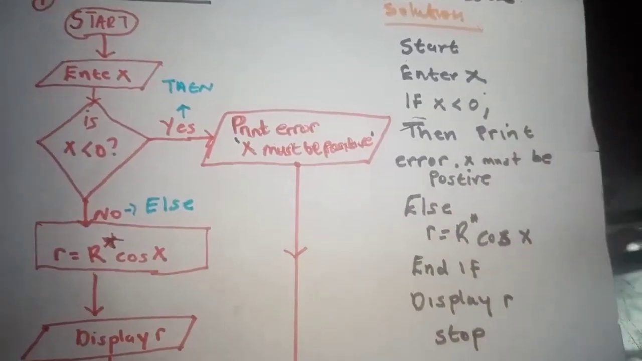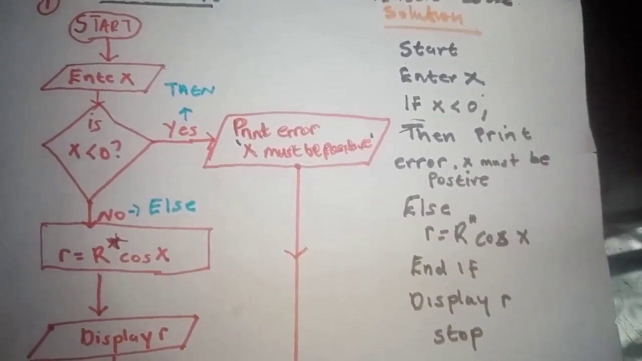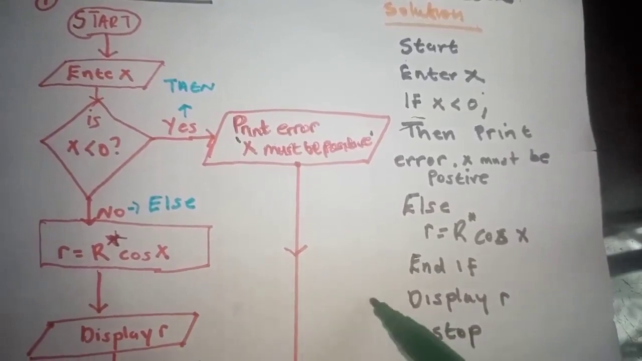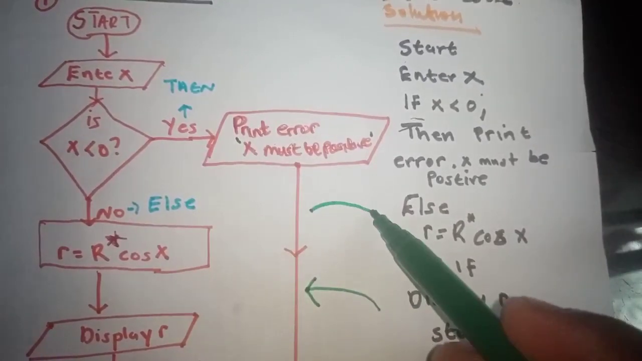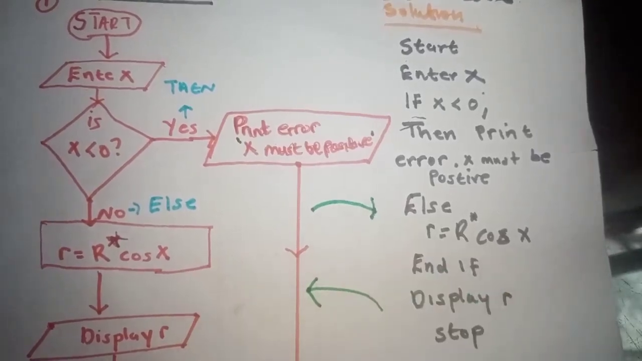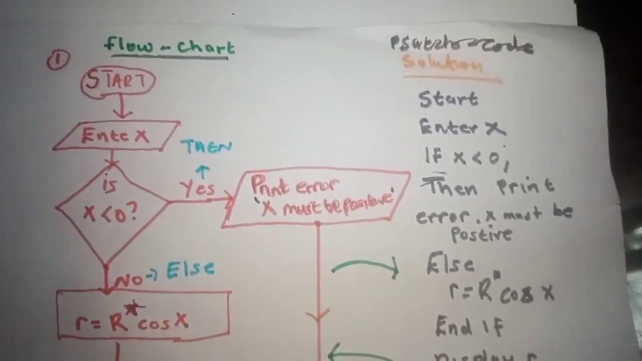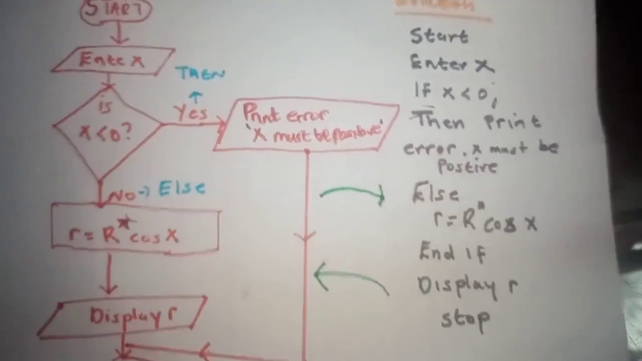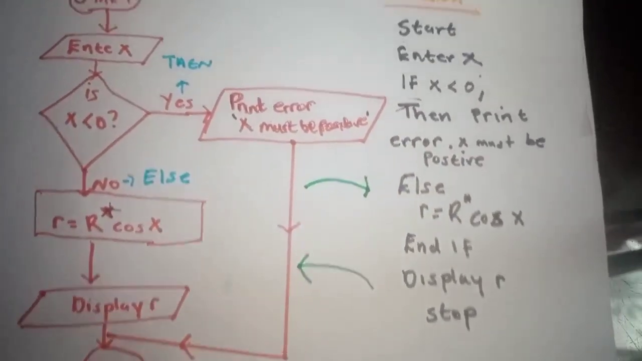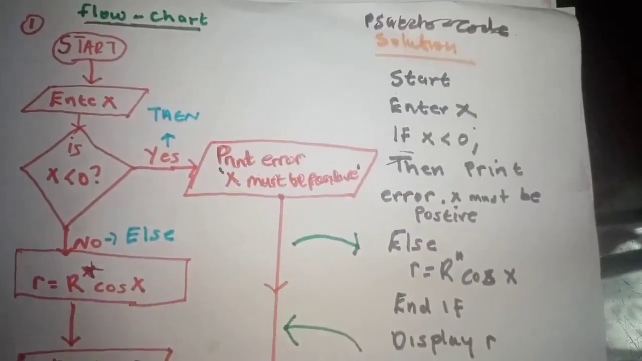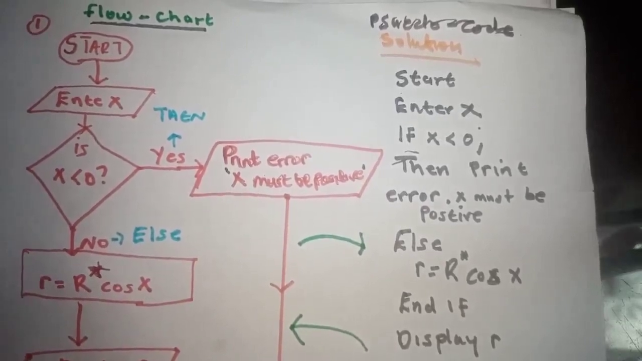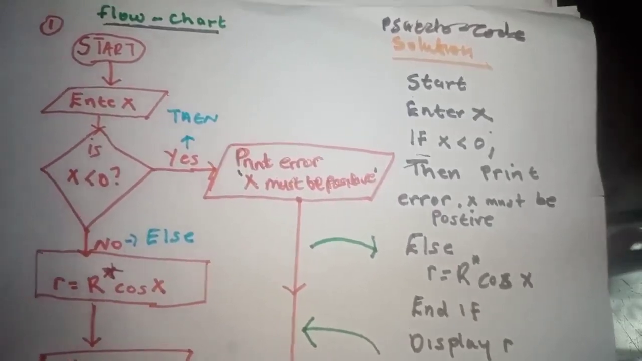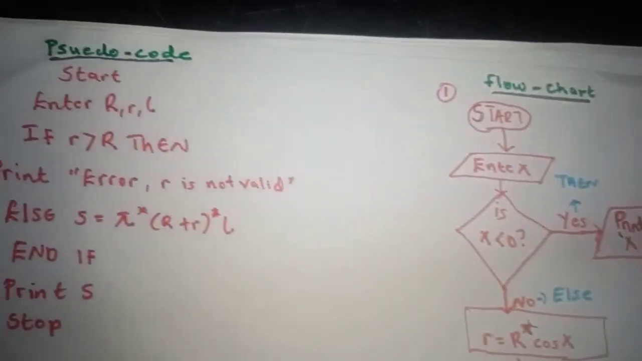You might be given this pseudocode, then you come up with a flowchart. That's how they bring questions in paper 2. You're either given a flowchart like this one here, and then you come up with a pseudocode. Let's see another question where you are given a pseudocode and then you come up with a flowchart. Here is a question here.